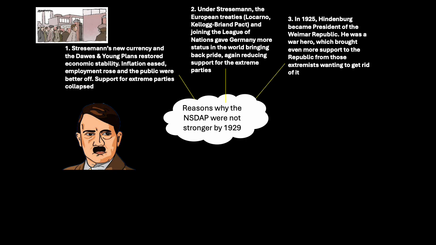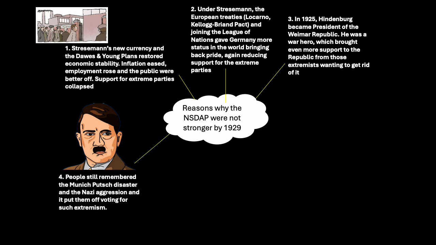And the vast majority of the moderate people, remember that word moderate crops up all the time in the Elizabeth course, most people within any country, even an extreme country, are moderate. You get extremes on either side, don't you? So because Hindenburg has essentially legitimized the Weimar Republic, that also defangs the extreme parties on the left and the right. And of course, people still remember the Munich Putsch, and they don't want chaos.